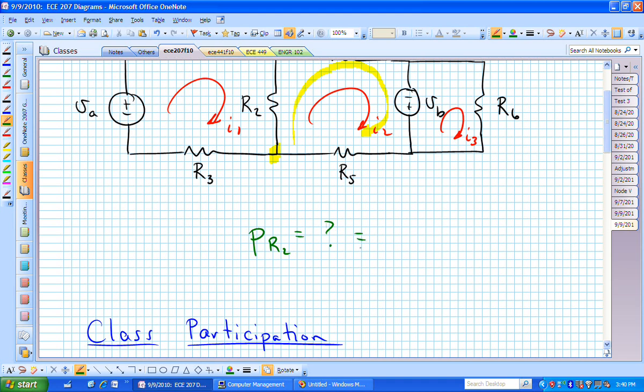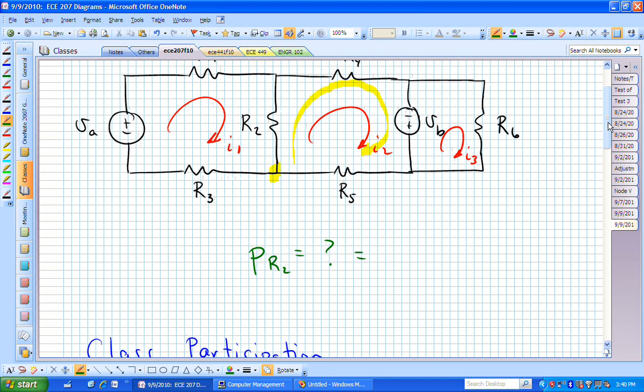What was the answer, or one of the suggestions? Okay, we want the net current flowing through R sub 2. And actually, with positive resistors, it doesn't matter if we assume the current is going down or up. We just need to assign one and work from that.